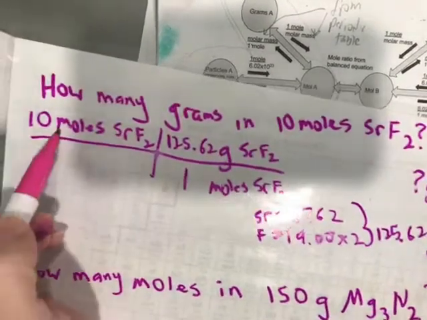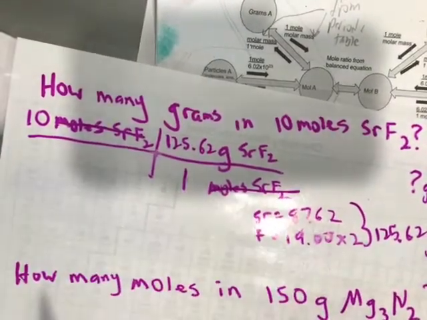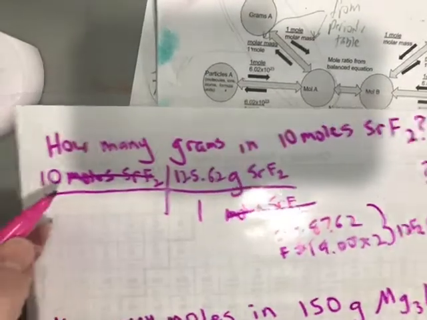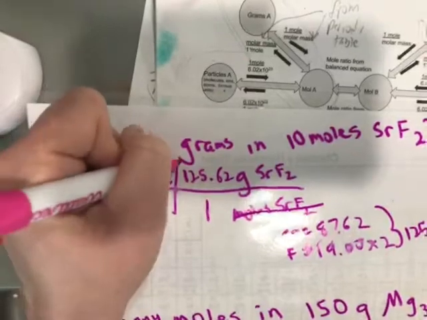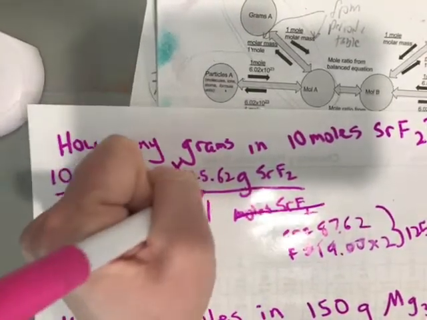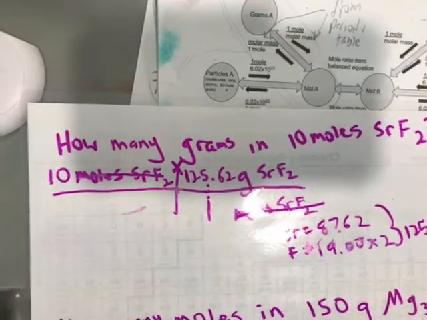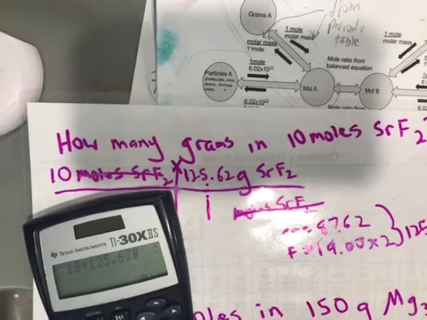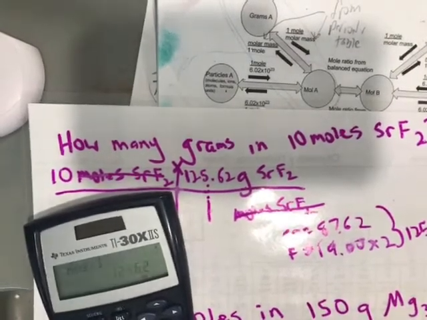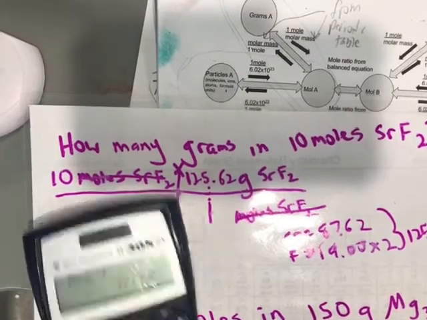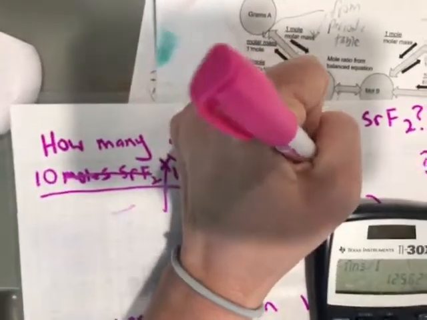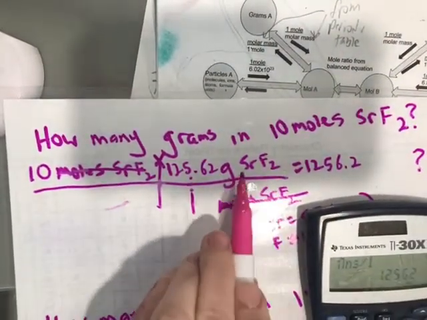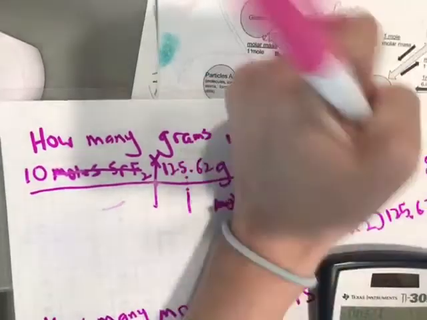Double check your Snoop Dogg, cross out your units, moles of SrF2, moles of SrF2. I'm left with grams of SrF2, and that's exactly what I want, so I'm ready to solve. Remember that as you go across, you multiply. 10 times 125.62 divided by 1. For those of you who understand that when you divide by 1 it's the same number, then you are fine. So I get 1256.2. What are my units? Whatever my units are in my last box here has to be my unit. So it's grams of SrF2.